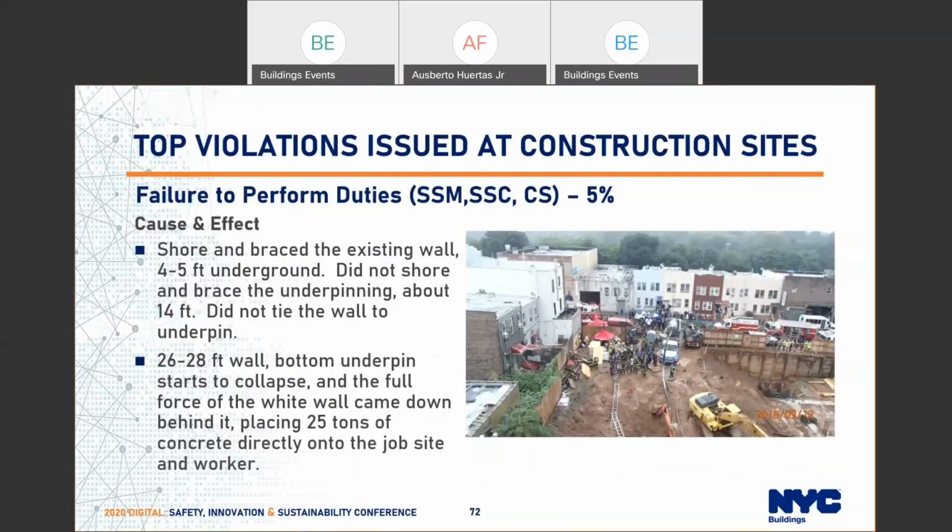The workers shored and braced the existing wall of the building. However, they did not fully shore and brace the underpinning that was exposed due to the over-excavation that took place. It was over-excavated by 14 feet. The bottom underpin started to collapse, which led to the wall collapsing. 25 tons of concrete fell on the worker.